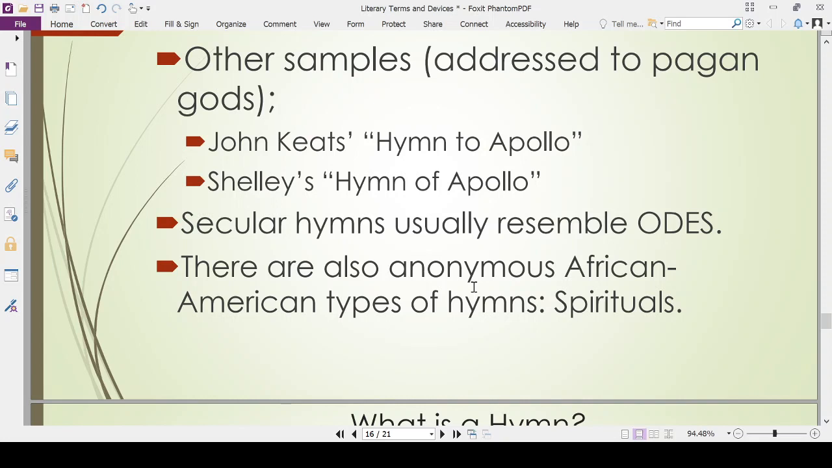There's also one form written by African American people. Of course, most of them are anonymous. We don't really know who the writer was. They were usually hymns written for the slaves. They were singing all of these hymns in praise of God, and sometimes not in praise of God, sometimes just to read on the plantations where they worked, and so we call them spirituals. So if a hymn is written by one of these anonymous African American writers, we call them spirituals.